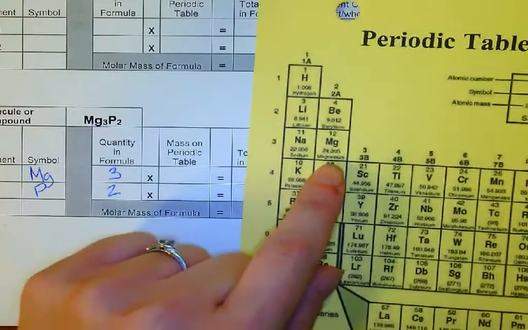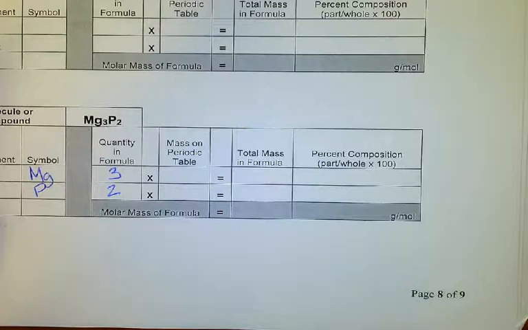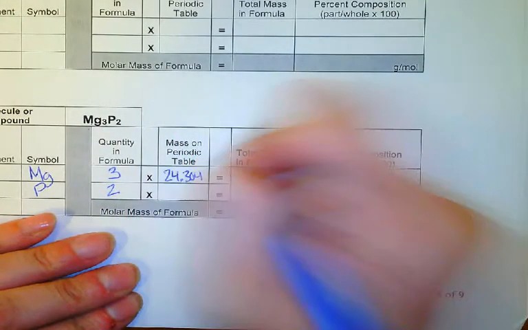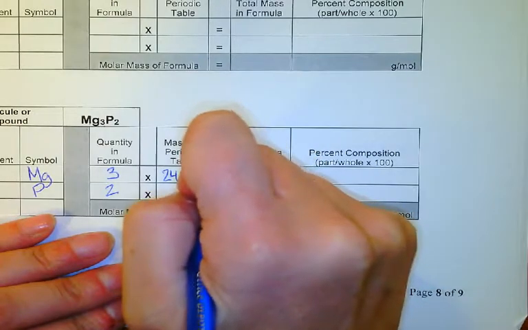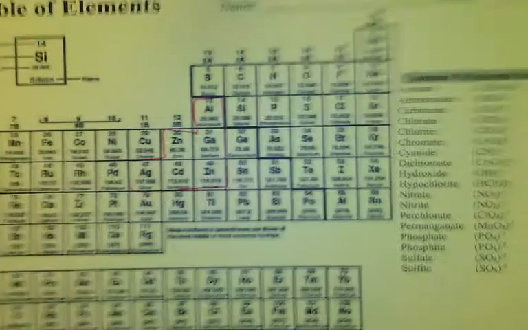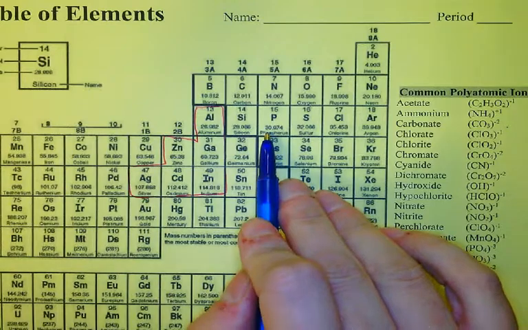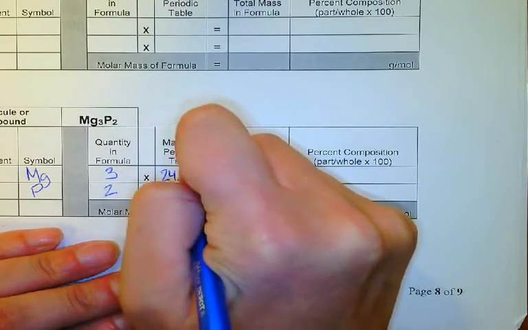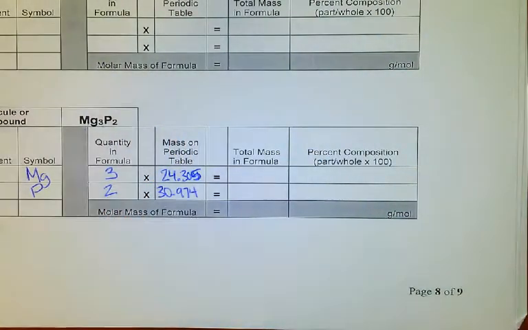Mass in the periodic table, so I need to know the molar mass of 1 magnesium, which is right here, 24.305. And for phosphorus, I'm going to find that on the periodic table, 30.974. Remember, there's no rounding. All of these digits are significant.